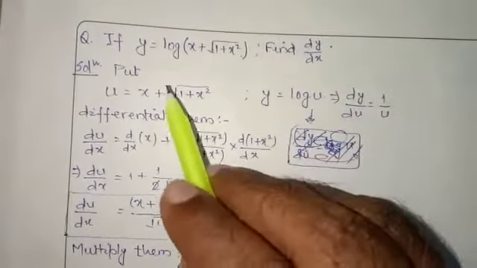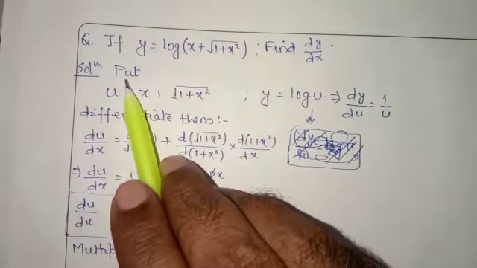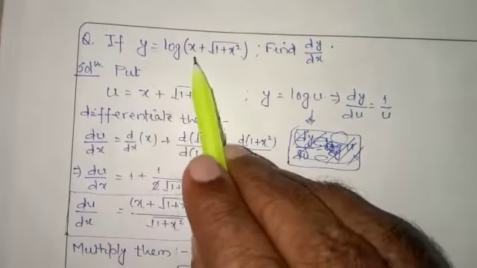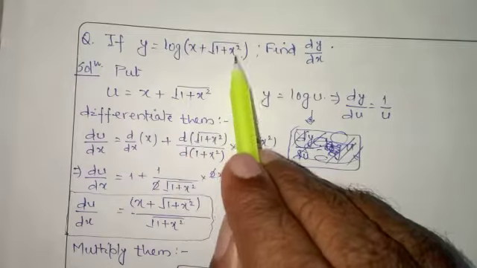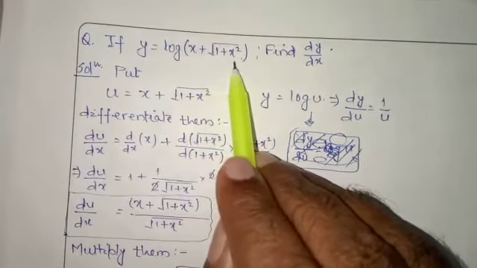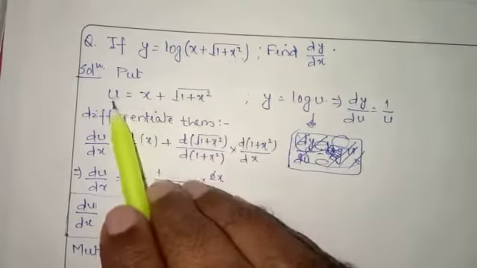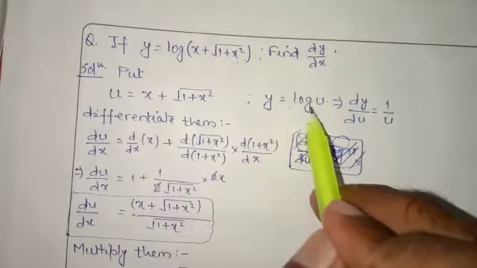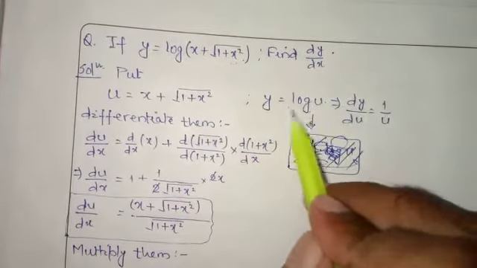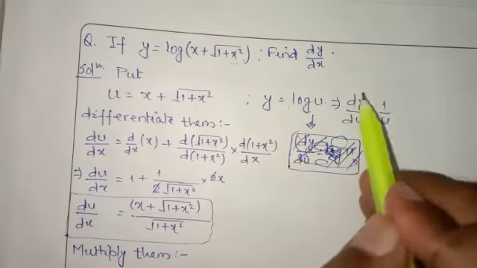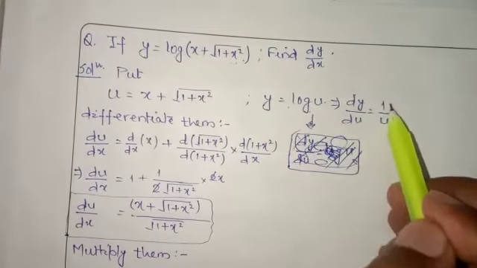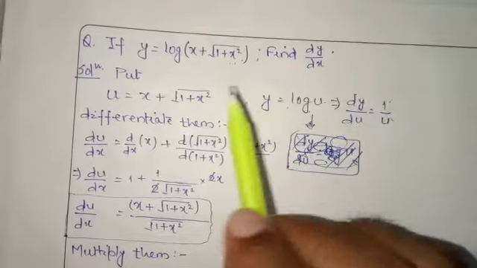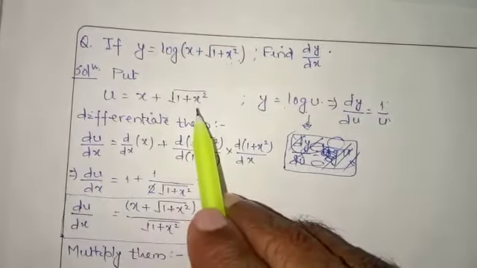Now here we apply substitution. Put x plus under root 1 plus x square is equal to u. Then y is equal to log u. Differentiation of y is quite simple: dy by du is equal to 1 upon u. And now differentiate u.